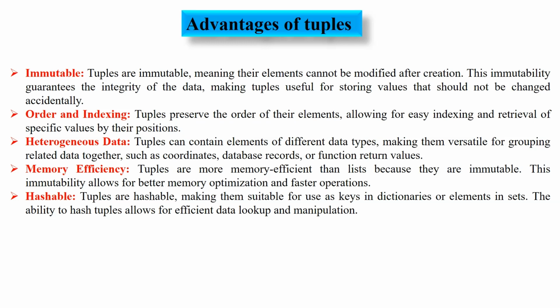Heterogeneous data. Tuples can contain elements of different data types, making them versatile for grouping related data together, such as coordinates, database records, or function return values. Memory efficiency. Tuples are more memory efficient than lists because they are immutable. This immutability allows for better memory optimization and faster operations.